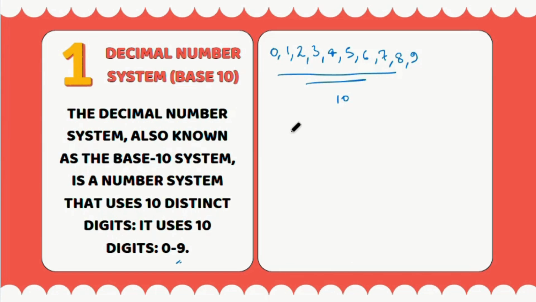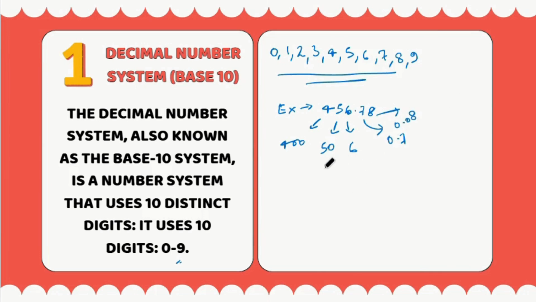Let's understand this with an example. 456.78. Here 4 represents 400. 5 represents 5 tens, that is 50. 6 represents 6 ones, that is 6. 7 represents 7 tenths, that is 0.7. 8 represents 8 hundredths, okay, that is 0.08.